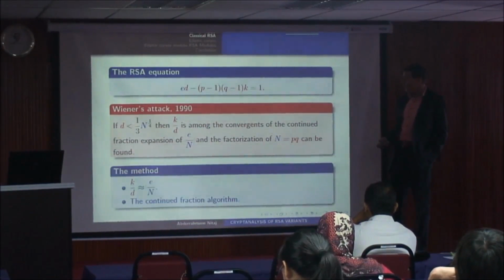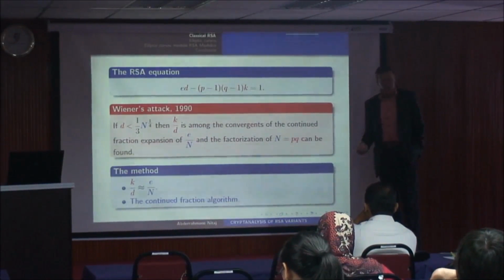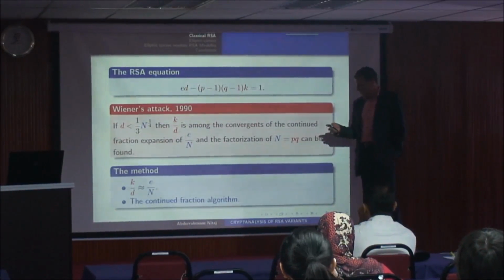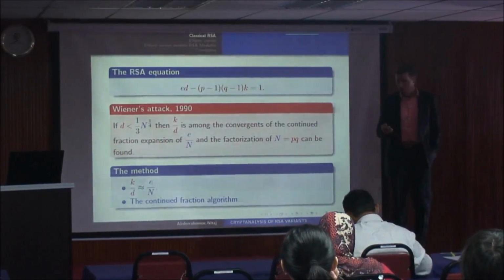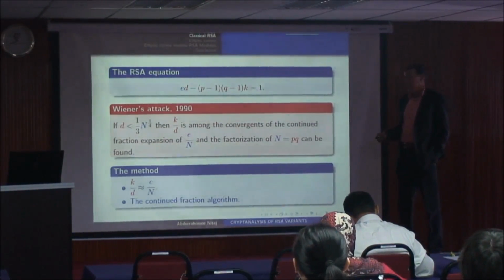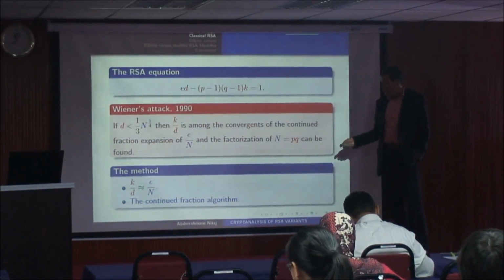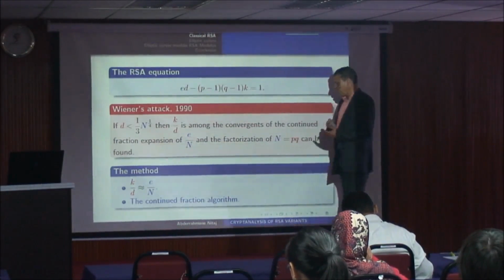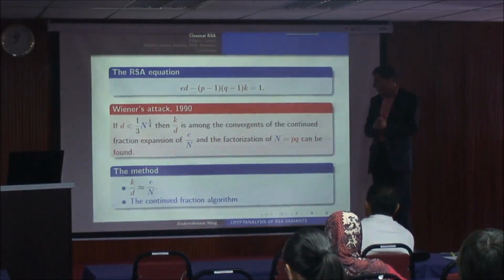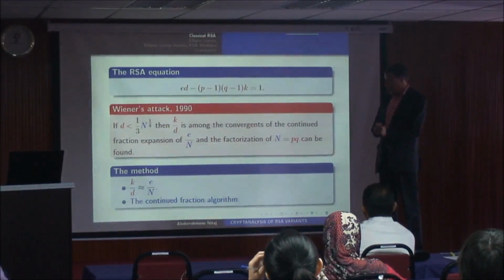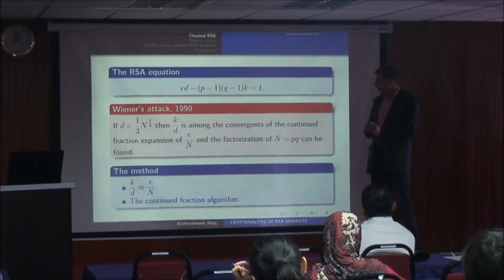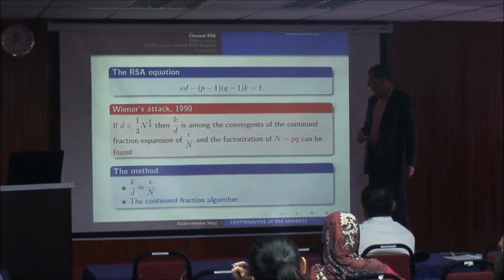So the method of Wiener is to apply the continued fraction algorithm, and the continued fraction algorithm is an efficient way to find good approximations to e over n. So the approximations are integers such that they are close to e over n.